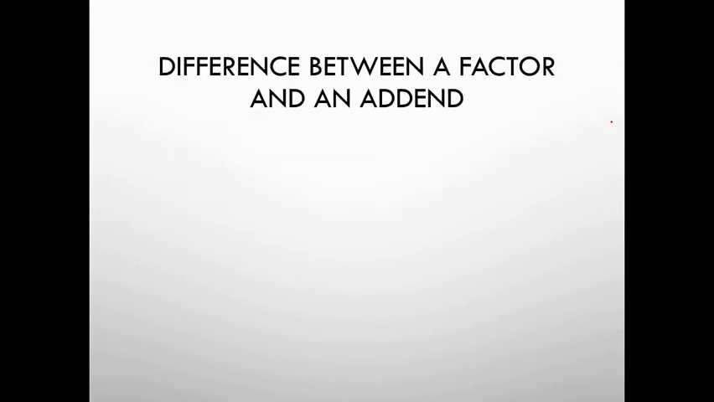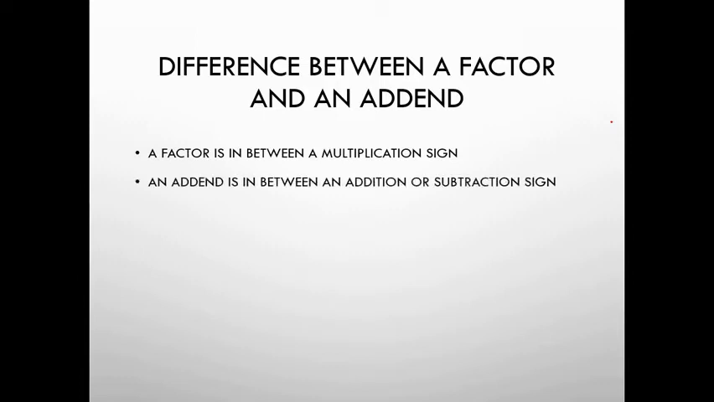Okay, what's the difference between a factor and an add-in? A factor is in between a multiplication sign. Okay, we're multiplying. An add-in is between an addition or subtraction sign. Examples of add-ins are like x plus 3 or 3x plus 9, x minus 9, or 6x plus 3. Okay?